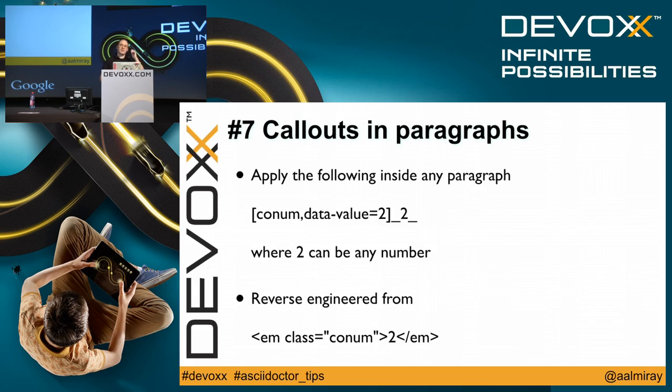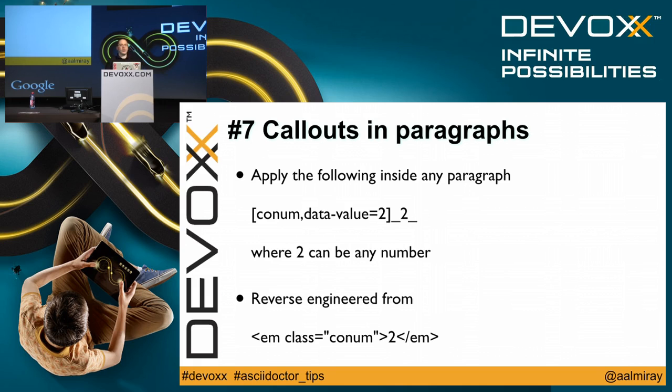Callouts in paragraphs. You probably have seen this in a lot of books when there is some piece of source code, and at the right side of your source code you have some bullets, and these bullets with numbers or letters will point later to more information, more metadata about the listing. This is what we call callouts.